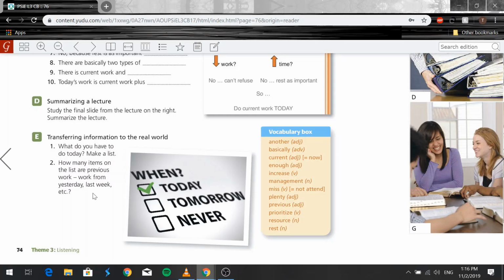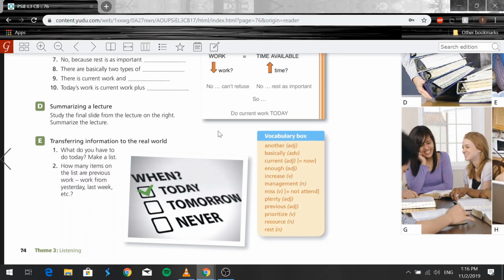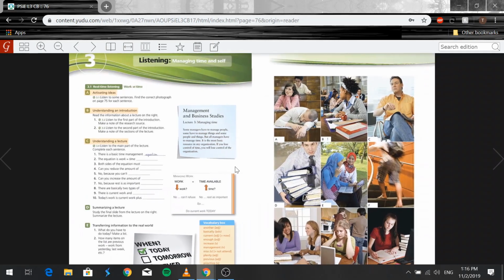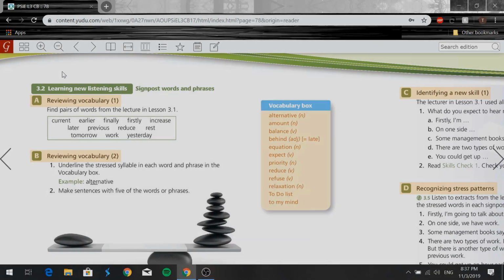Going to the gym, I don't know if you consider it previous work because I had to go a couple of days ago, but I didn't. I missed a day. So this could be considered both current and previous work, right? So yeah, things of that nature. Make your own list and answer E2. Okay? So that was the first lesson, you guys. Now let's move on to the next page. Alright, you guys, so now let's move on to the next page.